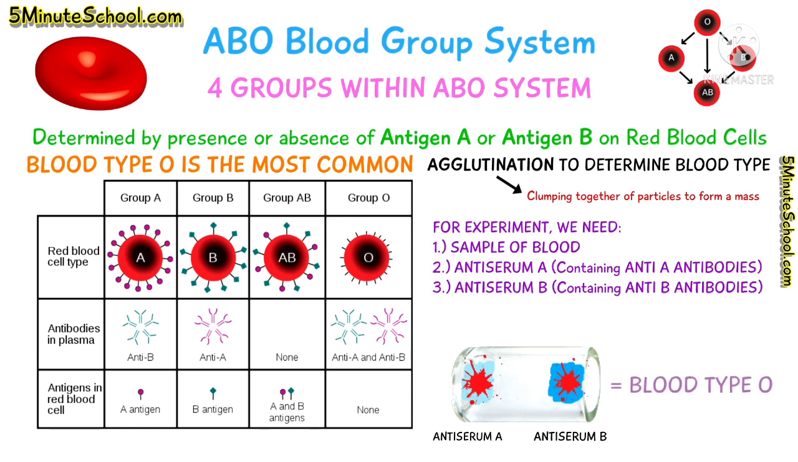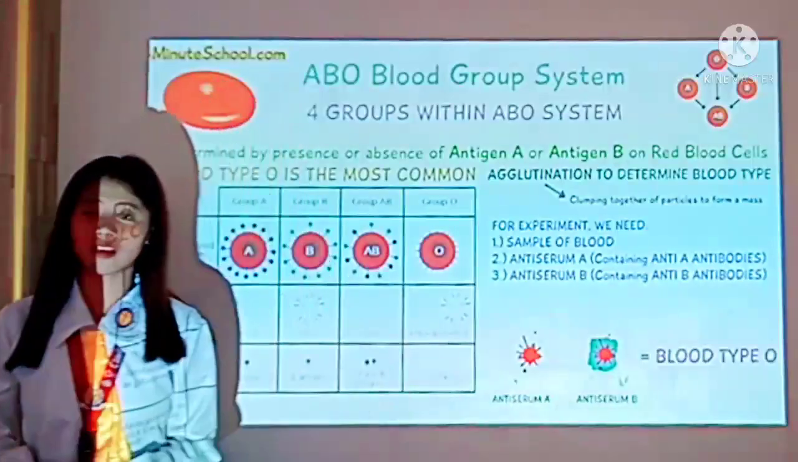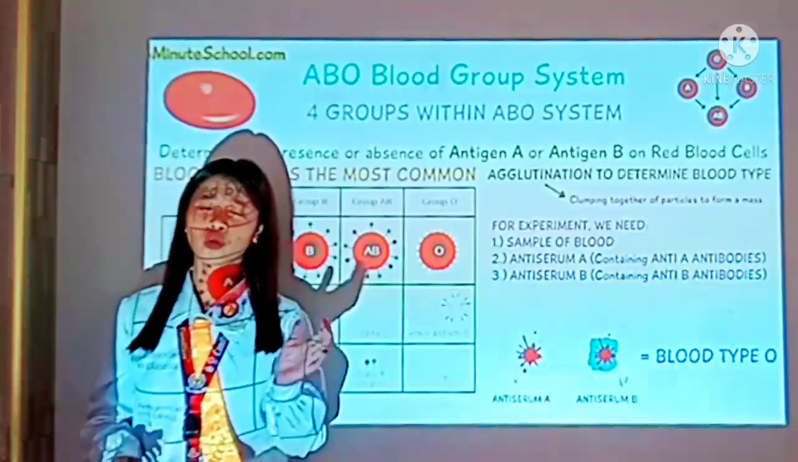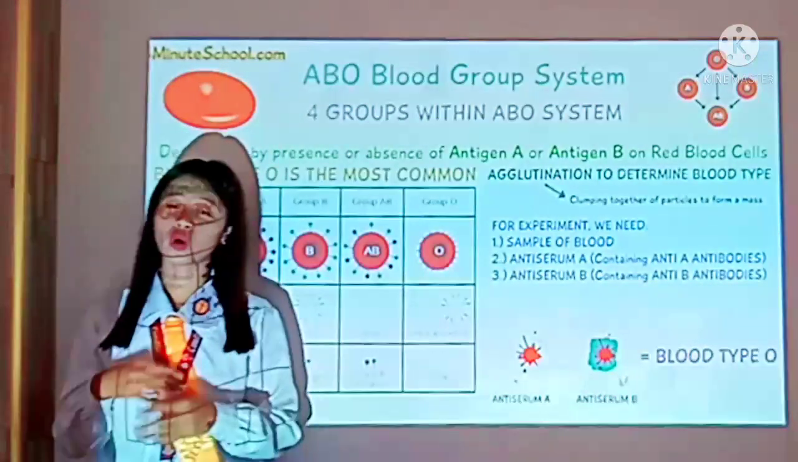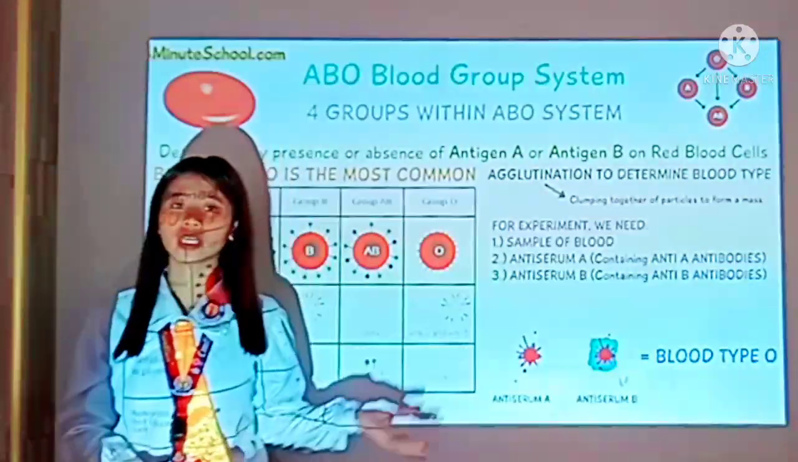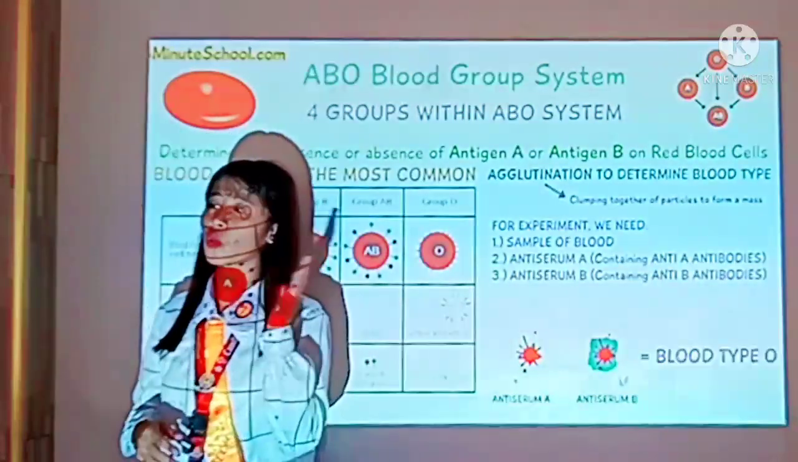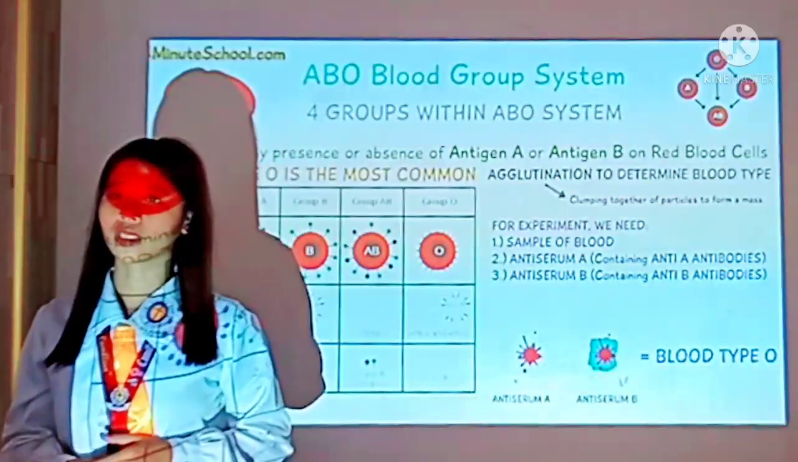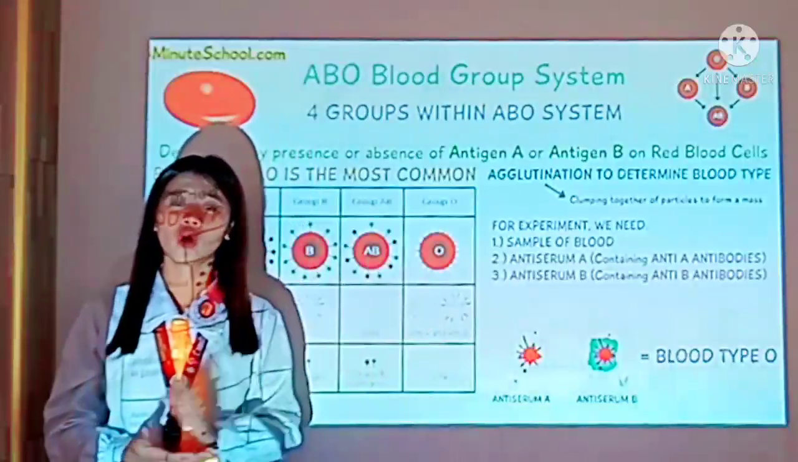If agglutination doesn't occur on either side, the sample doesn't contain antigen A or antigen B, so it's blood type O. Alright, so that is what the video is all about. So now, I am going to ask you a question regarding the video you watched. So what is the video all about?